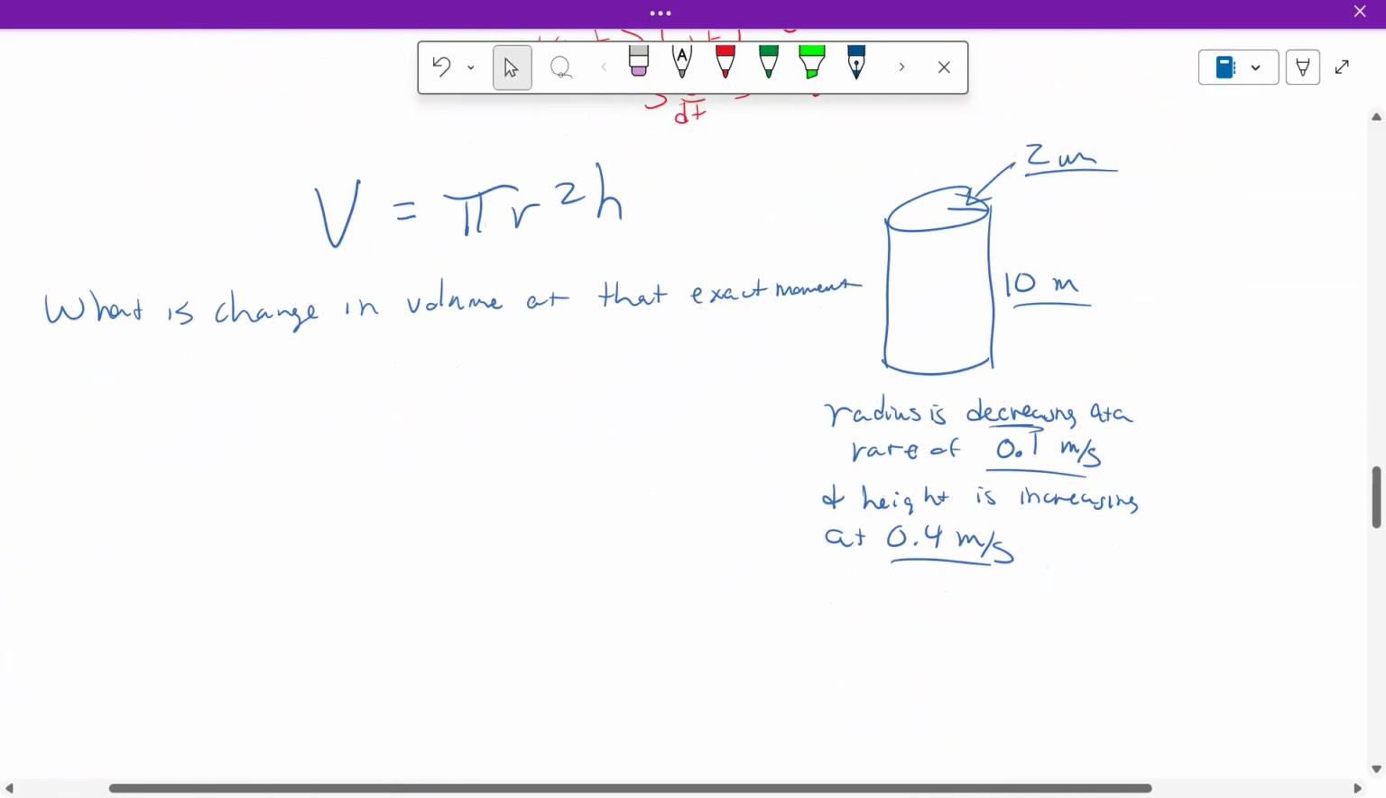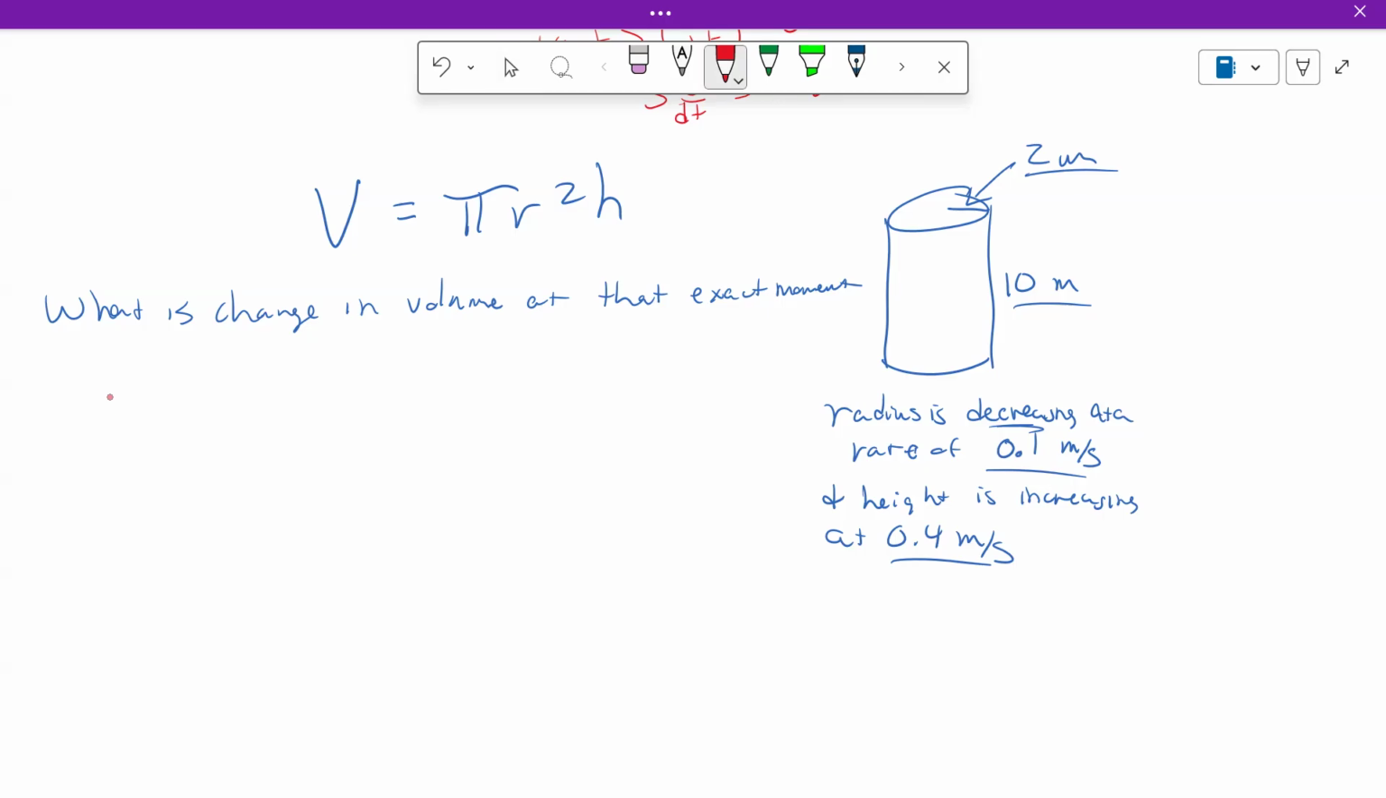Here's a cylinder. What's the change in the volume at that exact moment where the radius is 2, the height is 10, the radius is decreasing at a rate of 0.1 meters per second, and the height is increasing at 0.4 meters per second? What's the change in volume? How do I write my change in volume formula? dV/dt equals 2 pi r dr/dt times h plus pi r squared dh/dt.